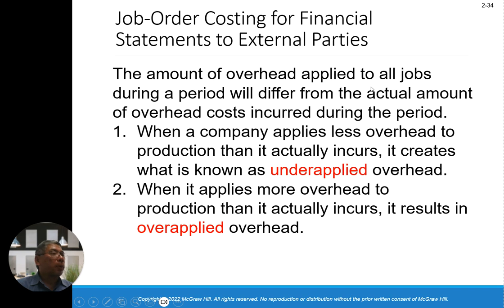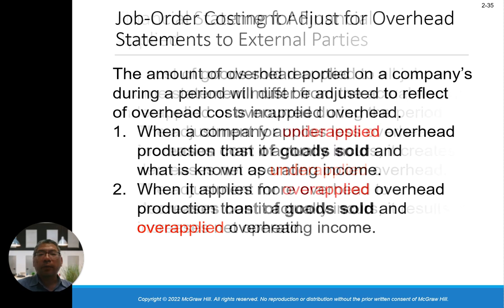The amount of overhead applied to all jobs during the period will differ from the actual amount of overhead costs incurred during the period. When the company applies less overhead to production than actually incurred, it creates underapplied overhead. If it applies more overhead to production, that results in overapplied overhead. So basically, if you apply more, you're going to be overapplied. If you apply less, then you're going to be underapplied.